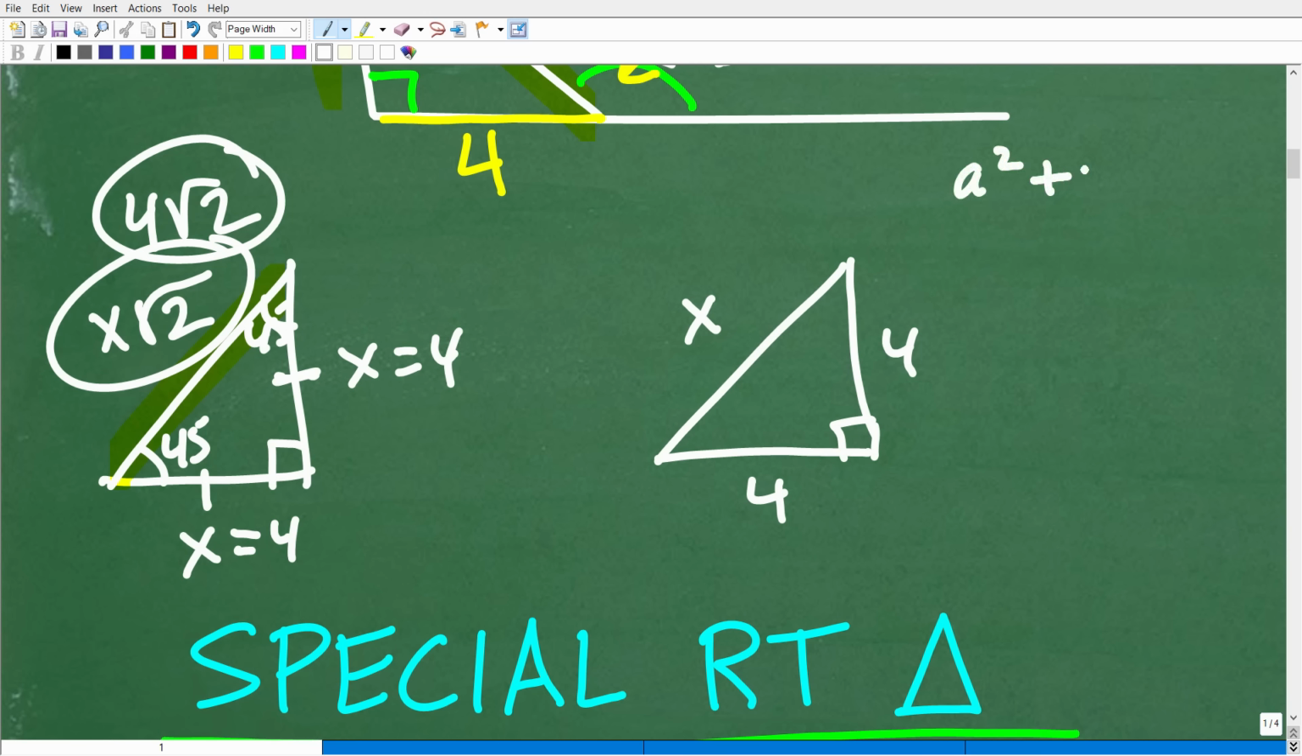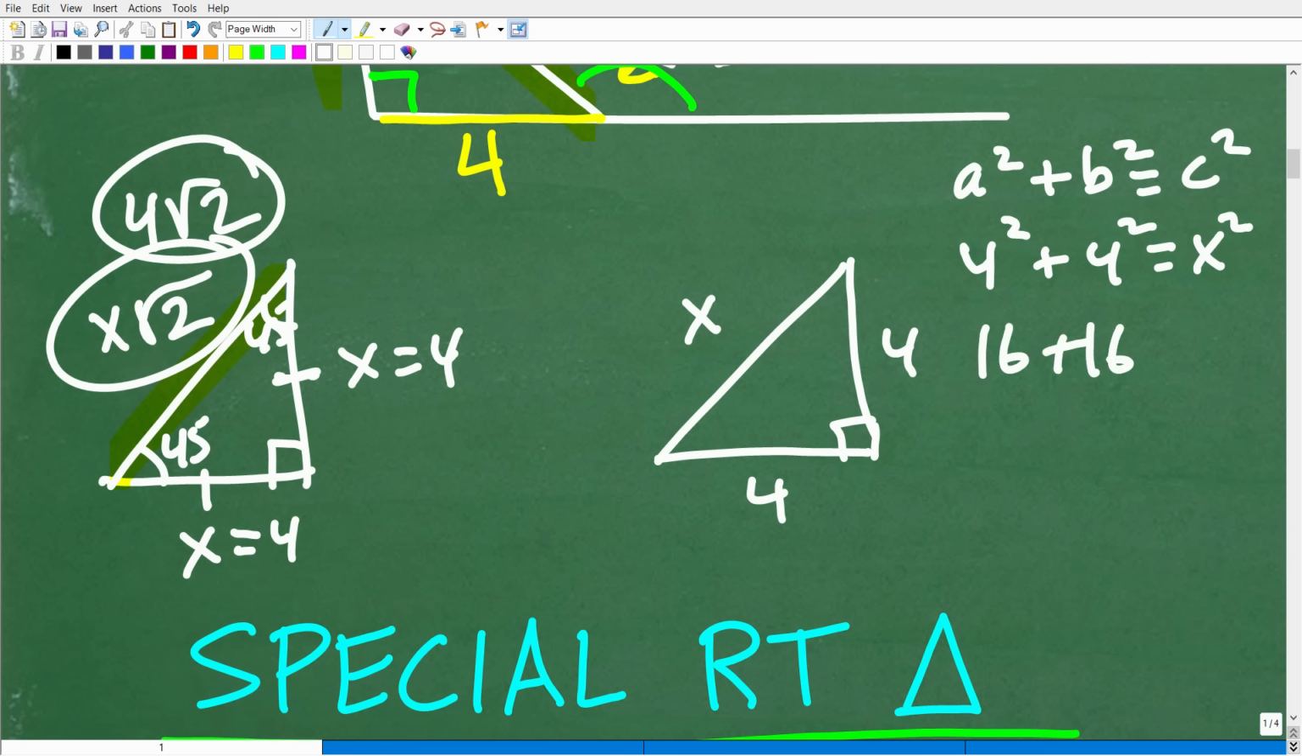So it's going to be a squared plus b squared is equal to c squared. So this would be 4 squared plus 4 squared. Is this equal to c squared, or in this case, x squared? We're solving for x. So this would be 16 plus 16 is equal to x squared. This is 32 is equal to x squared.